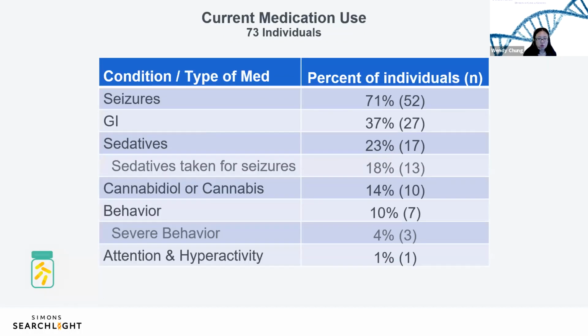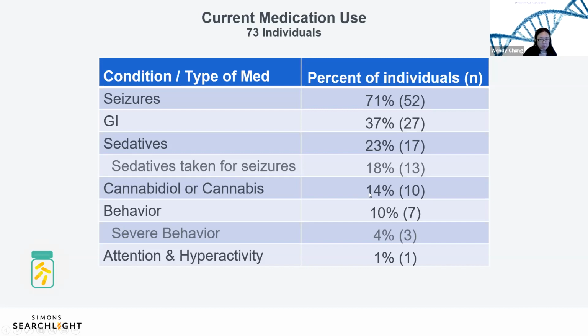So we asked you about medications that your children have used that were helpful. Again, similar to the frequency of epilepsy, about an equal number of individuals continued to take medicine for the seizures. Some individuals also take medicines for their intestinal issues. And then some individuals are taking medications or sedatives, but they're used for the intention of treating seizures.